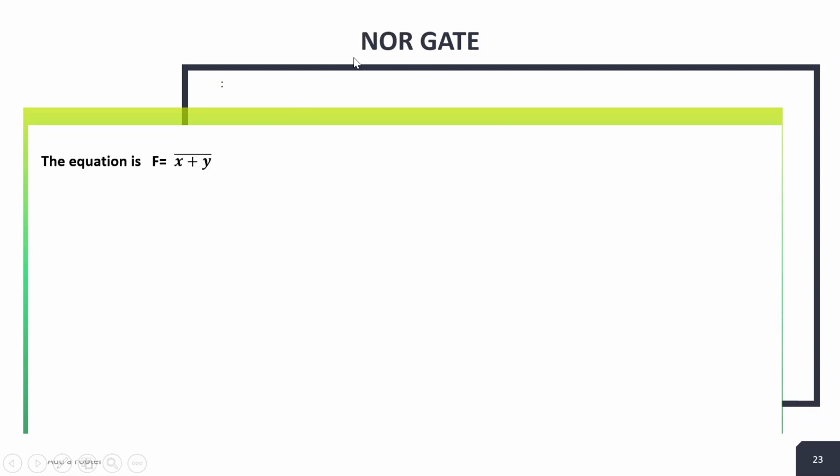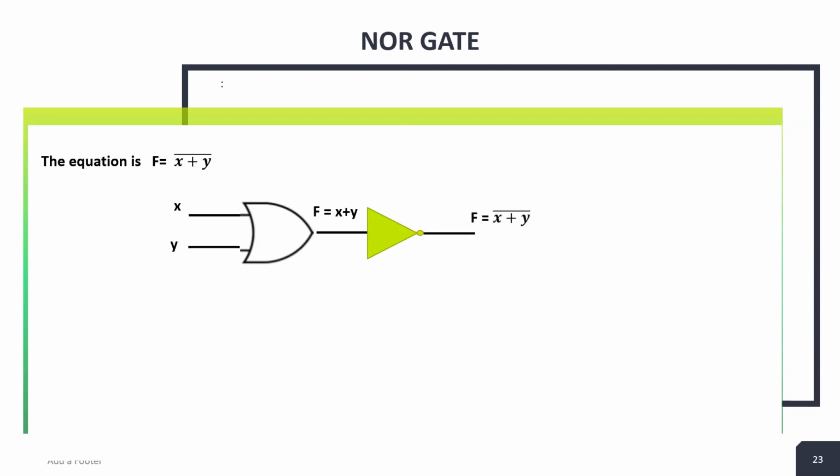Clear? So first we will take the OR gate. We have two inputs, X and Y. Then we have to take the value X plus Y, and this bar indicates a NOT gate. So we will connect the NOT gate with the OR gate, and then these values are automatically inverted. So this is the final circuit. Clear?